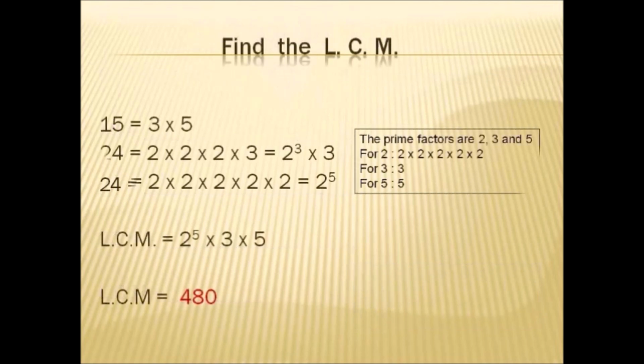Here we go. 15 is 3 times 5. 24 is 2 times 2 times 2 times 3. And 32 is 2 times 2 times 2 times 2 times 2. So for the 2, we need five 2s, 2 to the power of 5. For 3, we need 3. And for 5, we need 5. There's only one. So the LCM is 2 times 2 times 2 times 2 times 2 times 3 times 5, which is 480 when you work it out.